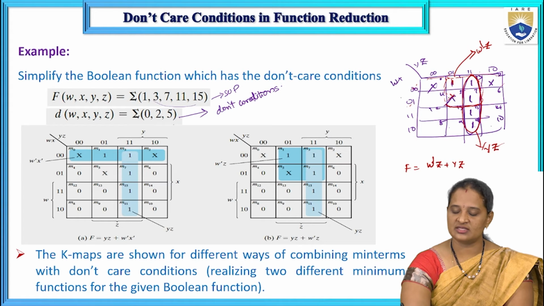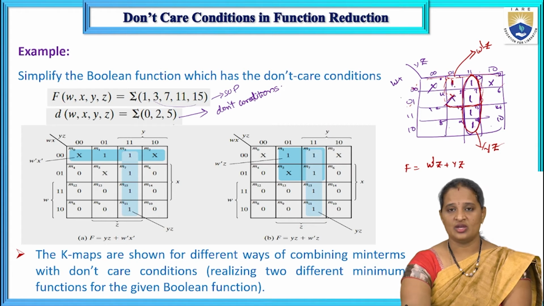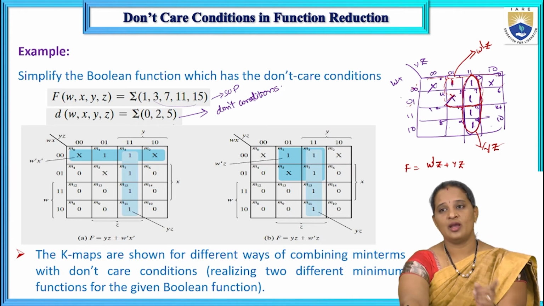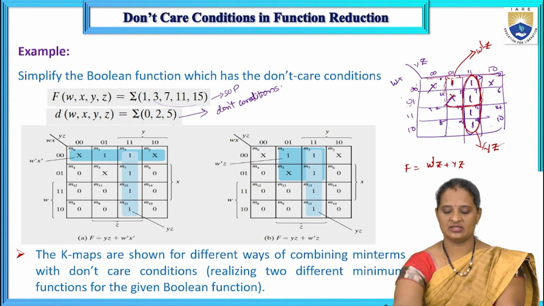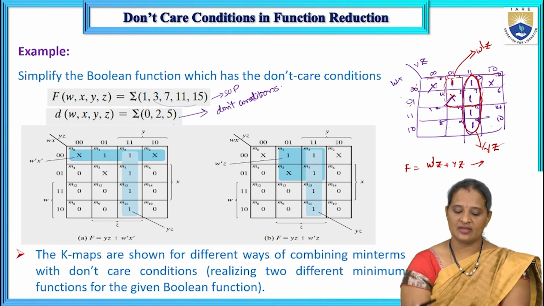If I would not consider this don't care, I could have formed a pair with this. So if I form a pair, how many variables can I eliminate? I can eliminate only one variable. But by considering the don't care, I could form a quad so that I could eliminate 2 variables and hence get the more simplified expression.